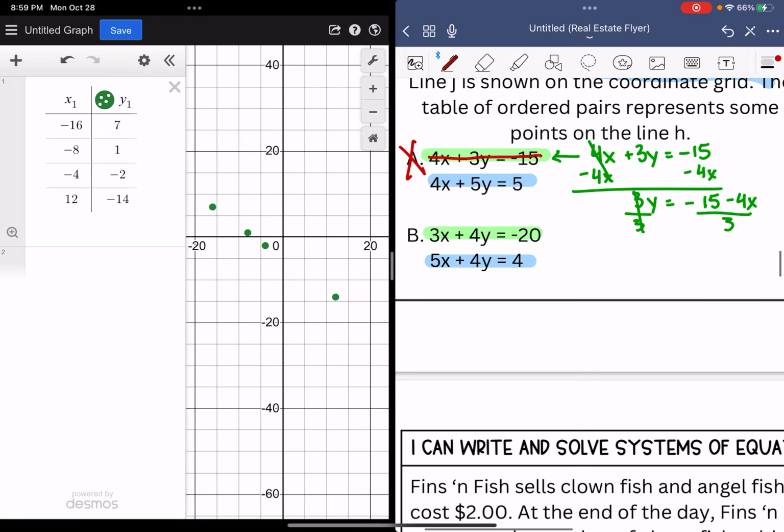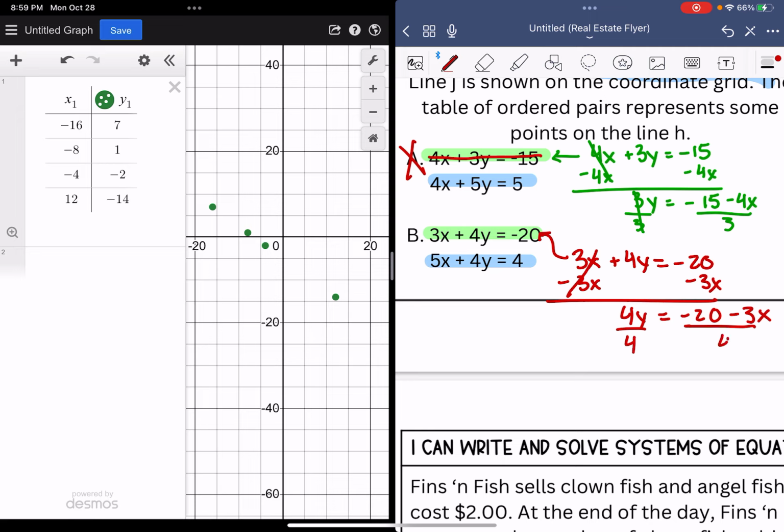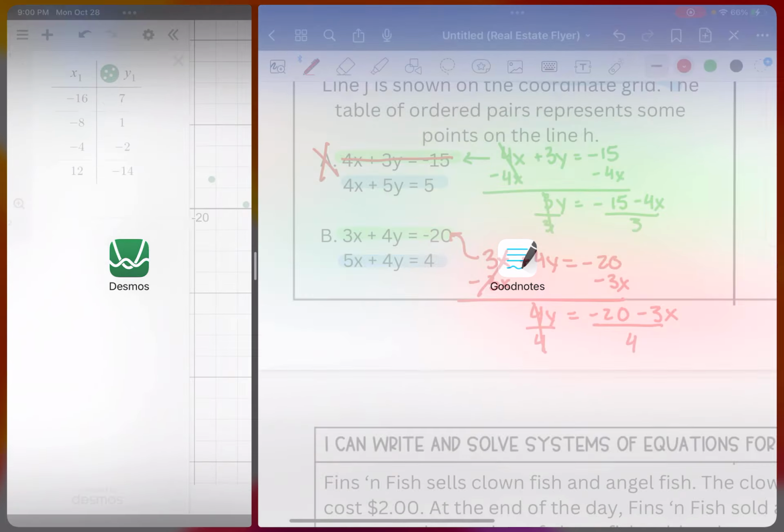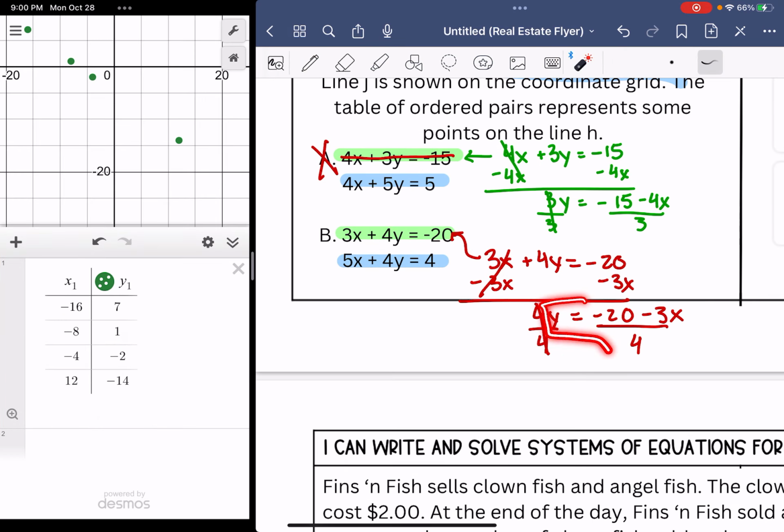So I'm going to go ahead and solve out B real quick. We have 3x plus 4y equals negative 20. Subtracting 3x on both sides. 4y equals negative 20 minus 3x. Divide by 4. And that leaves me with y equals negative 20 minus 3x over 4.